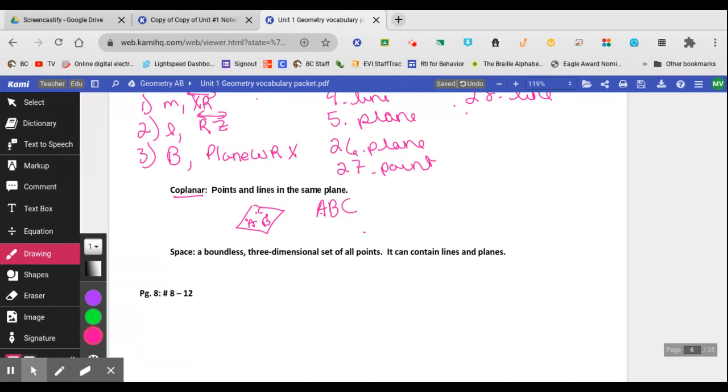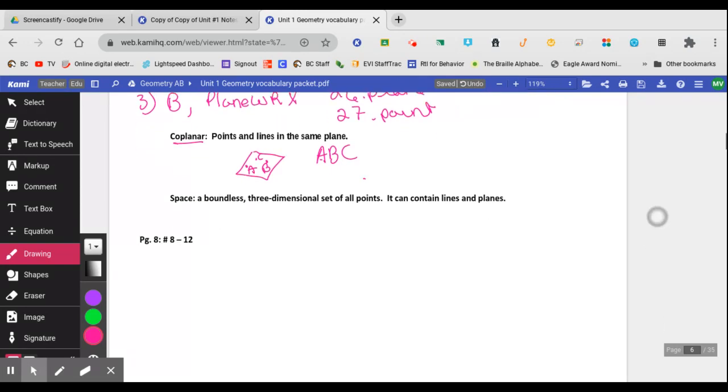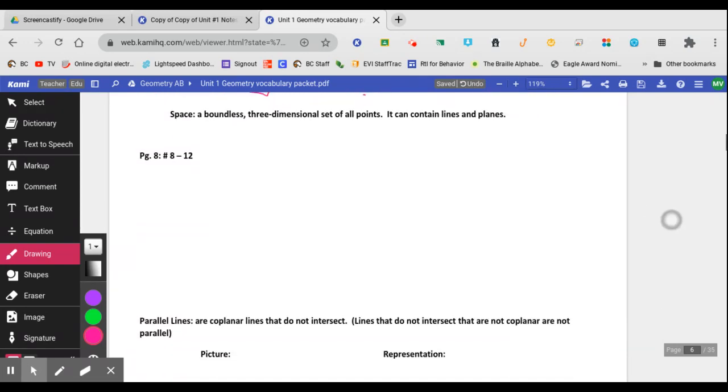Space is a boundless 3-dimensional set of all points. It contains lines and planes. So now again, I want you to pause and do some more examples. They're on page 8 and they are 8 through 12. How many planes are shown in figure 5? The answer is 5.